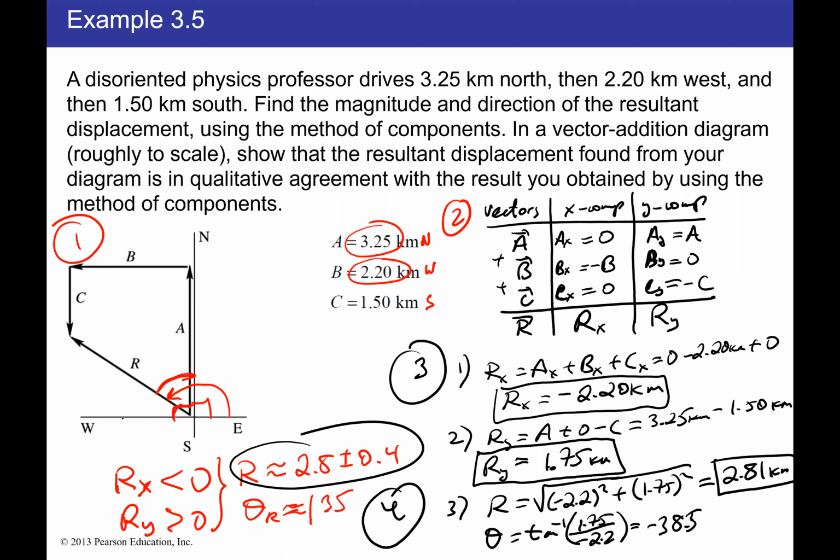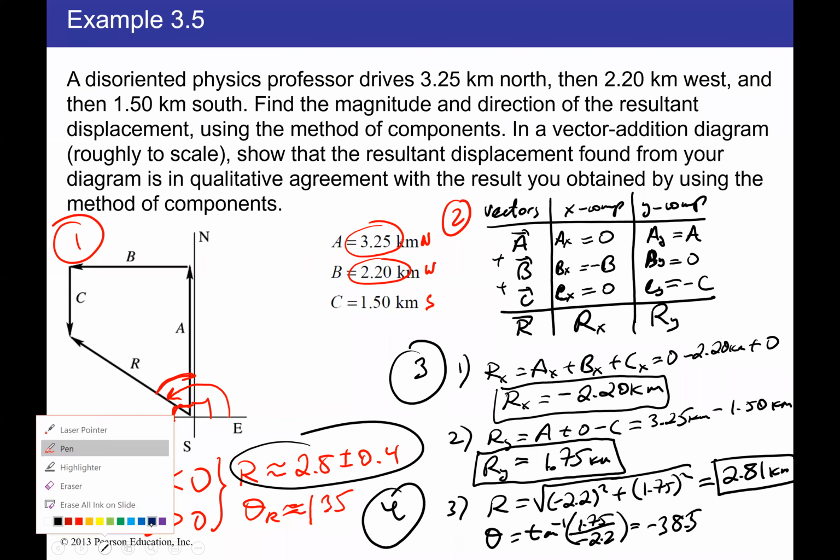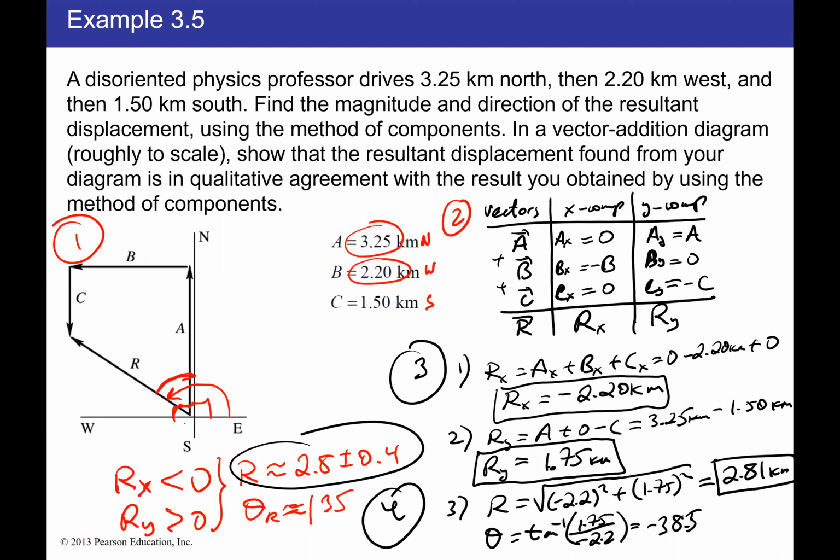Remember, what we're finding here is this. By finding the components, we basically found Rx, which is here, and Ry, which is there. Then using the tangent, we find that angle. That's why it's negative. It's clockwise from the negative x-axis. But what we want here is this theta over there, which will be nothing but 180 minus 38.5.